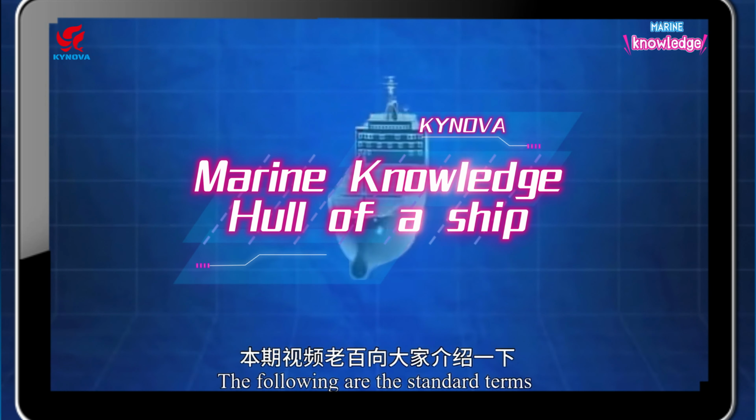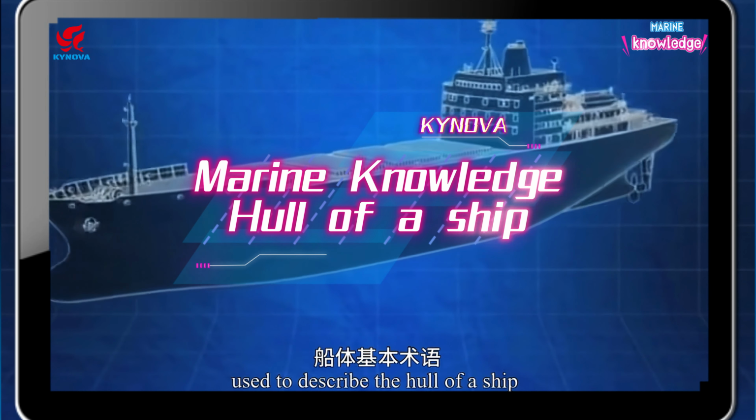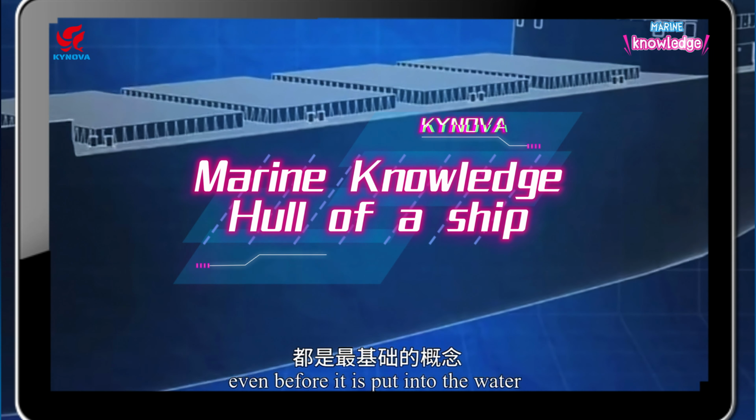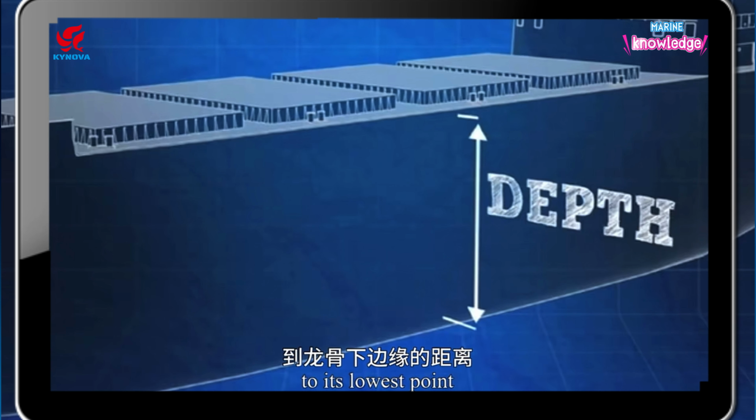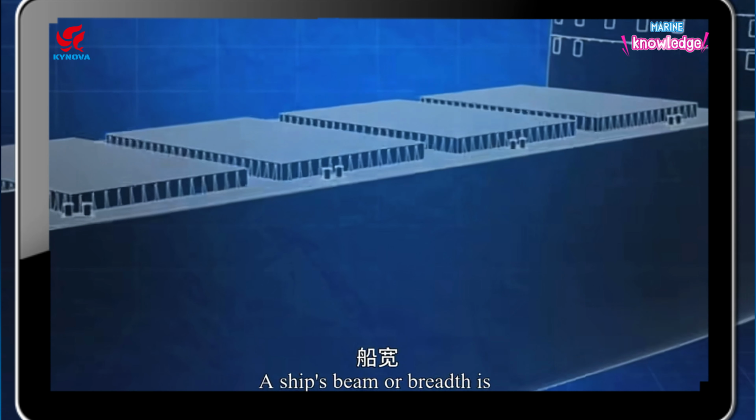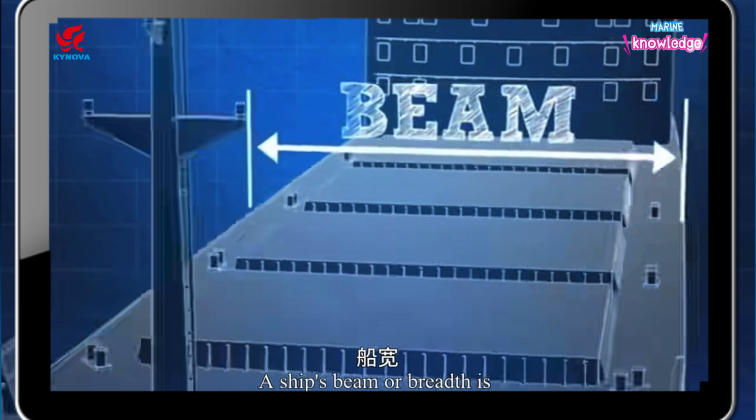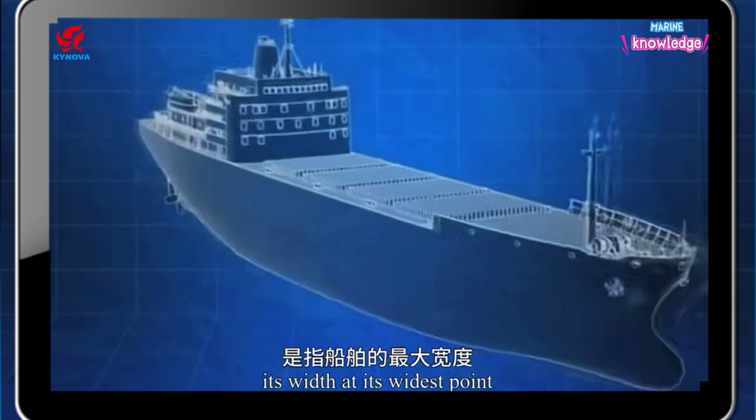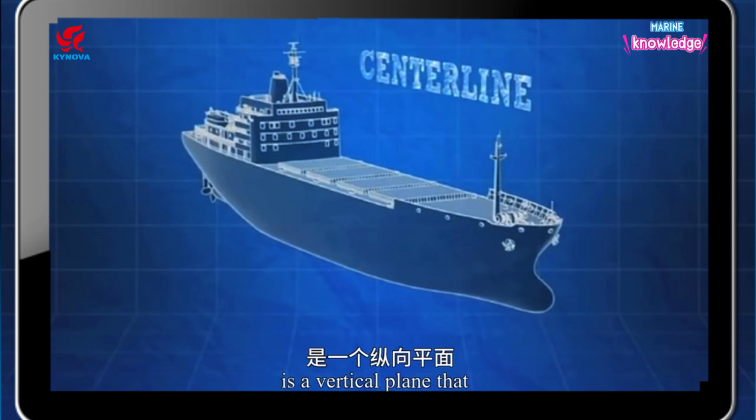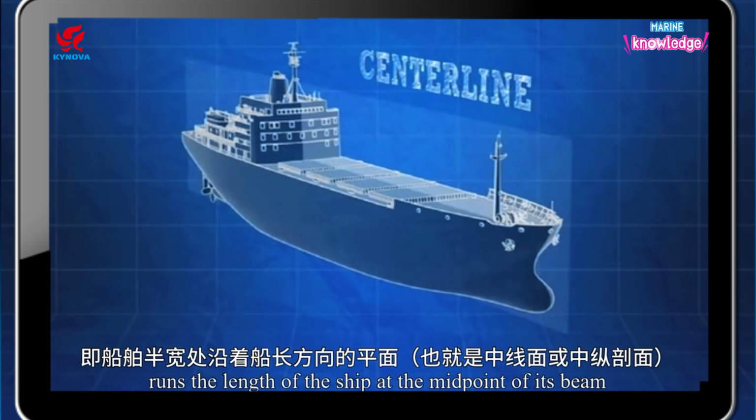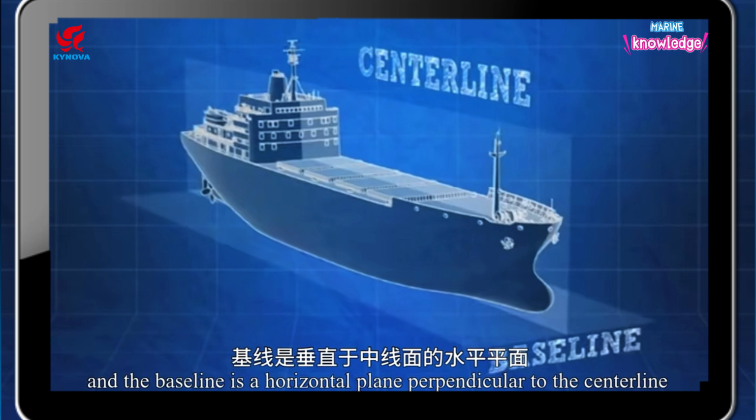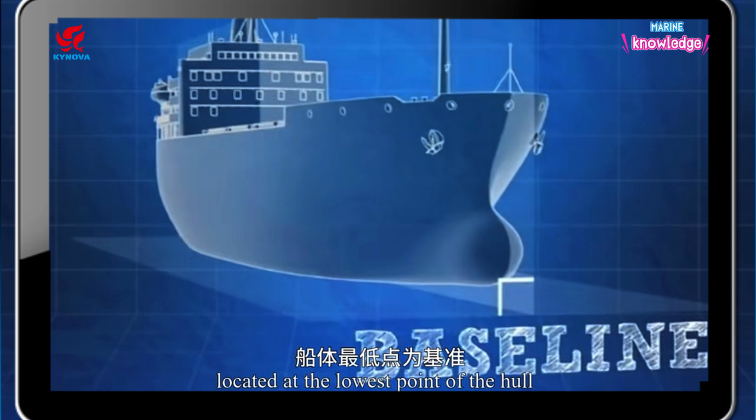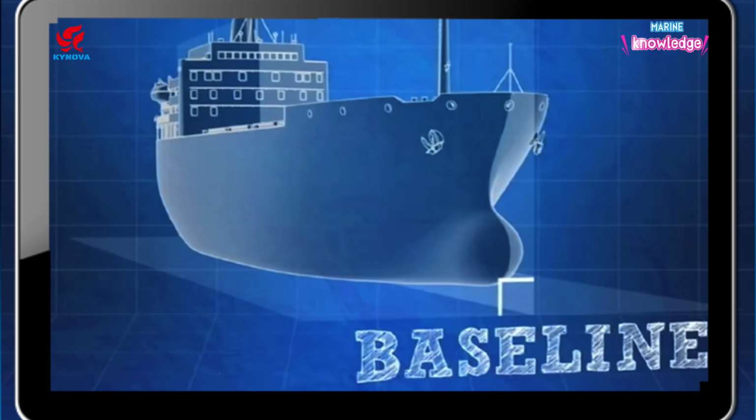Following are the standard terms used to describe the hull of a ship, even before it is put into the water. Depth is the height of a hull from the highest point of its main deck to its lowest point. In the other direction, a ship's beam, or breadth, is its width at its widest point. The center line is a vertical plane that runs the length of the ship at the midpoint of its beam, and the baseline is a horizontal plane perpendicular to the center line, located at the lowest point of the hull.